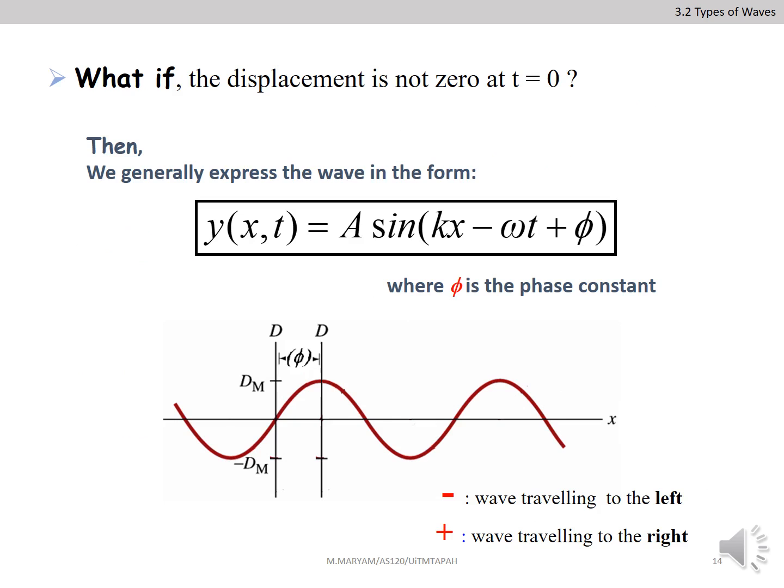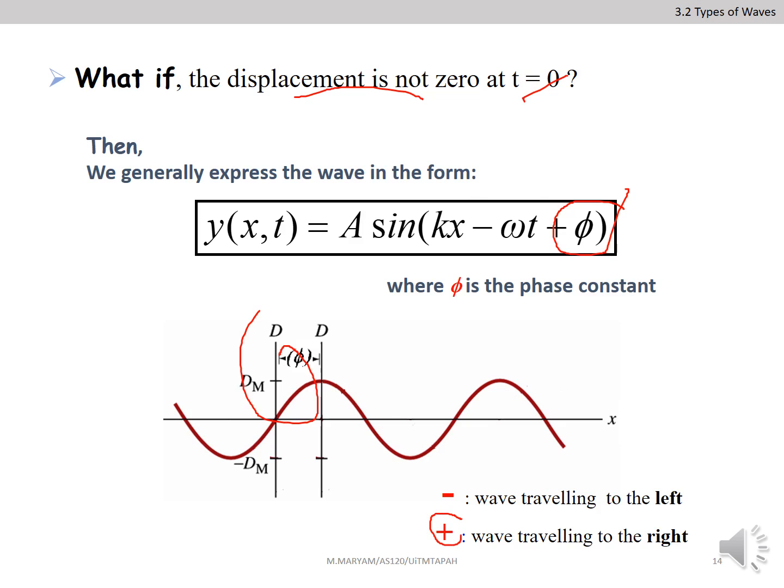Then we generally express the wave in the form y of x and t, a function of x and t, equal to A sine kx minus omega t plus psi. So the difference is we just add plus psi, because at t equal to 0 the displacement is not 0. That's why plus psi here. Psi is a phase constant.